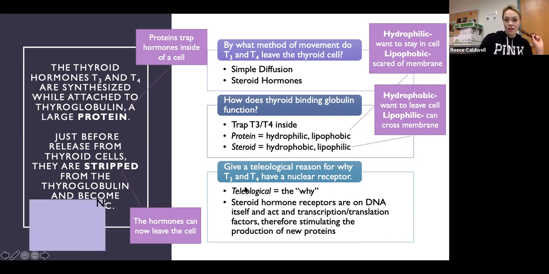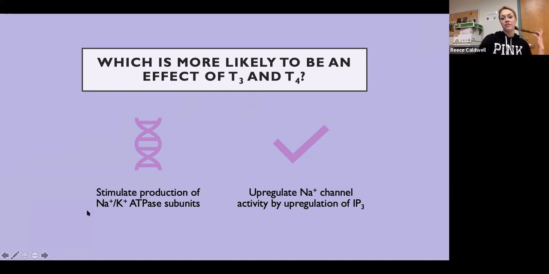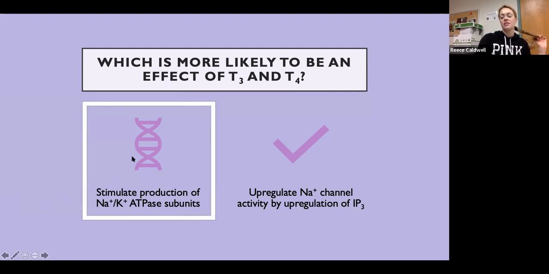All right, awesome. Now we're asked which is more likely to be an effect of T3 and T4, our thyroid hormone: either stimulate production of sodium potassium ATPase subunits, or upregulate sodium channel activity by upregulation of IP3. The answer here is stimulate production of sodium potassium ATPase subunits. Those ATPase subunits are cell membrane proteins, and we just discussed that steroid hormones' function is to produce new proteins. So our answer is stimulate the production of our sodium potassium ATPase subunits, or our cell membrane proteins.